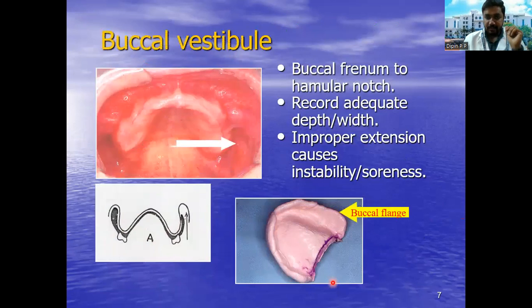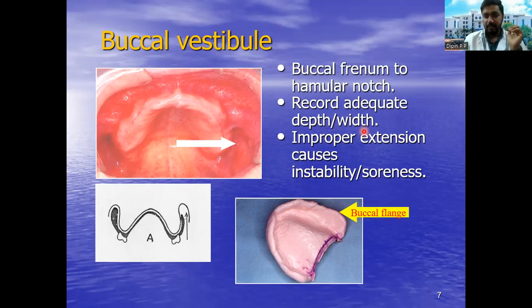Then we have the buccal vestibule. Posterior to the buccal frenum, between the buccal frenum and the hamular notch, we have the buccal vestibule. The same way as we said for the labial vestibule, the buccal vestibule also should be recorded to record adequate depth and width of the sulcus. Improper extension, the overextension of the buccal flange, will result in instability and soreness. If underextended, it will result in breakage of seal and a loose denture.